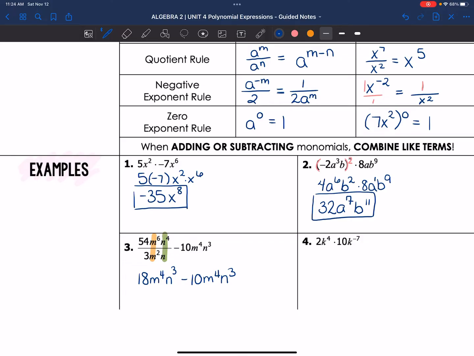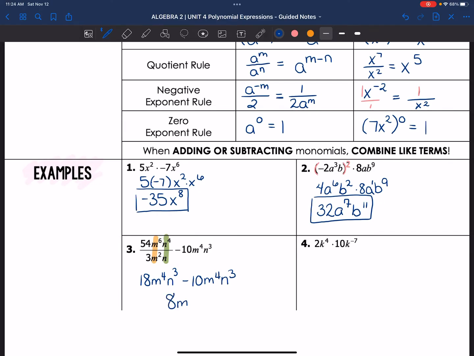Now, do you notice that these two terms both have the same variables and those variables are raised to the same exponents? That means I have 18 of those items minus 10 of those items, which simplifies to just 8 m to the 4th n to the 3rd.